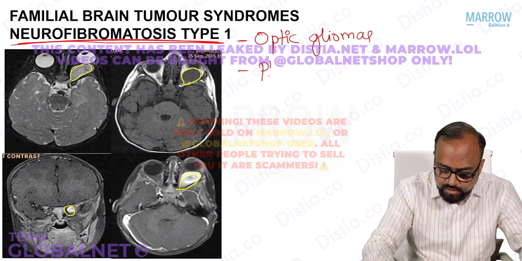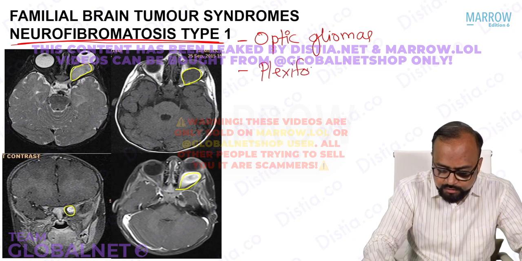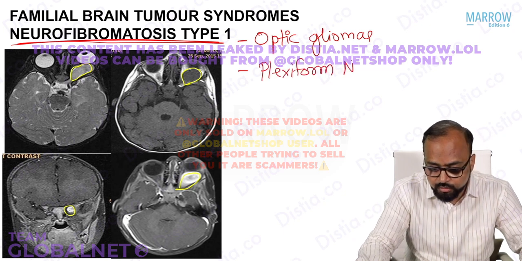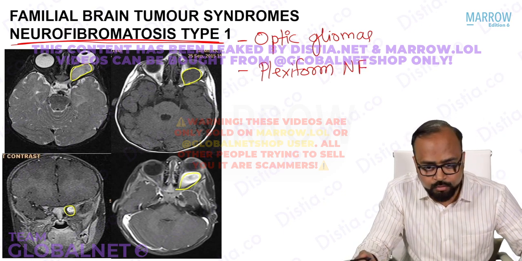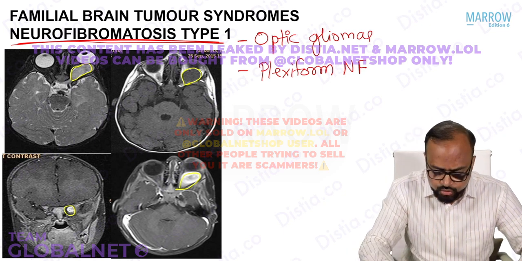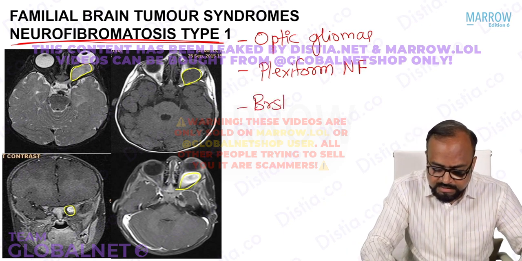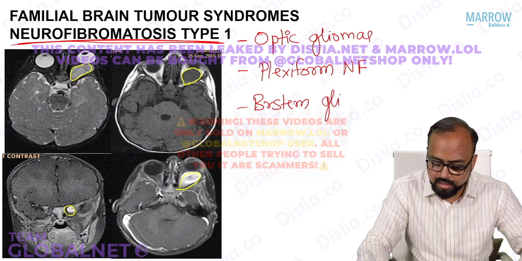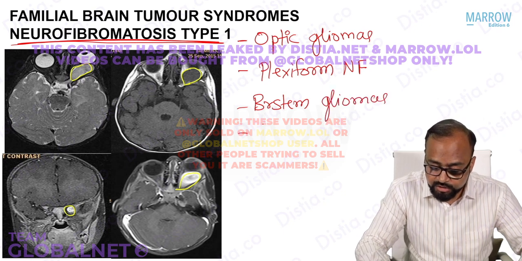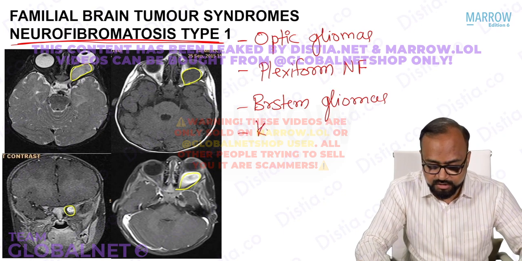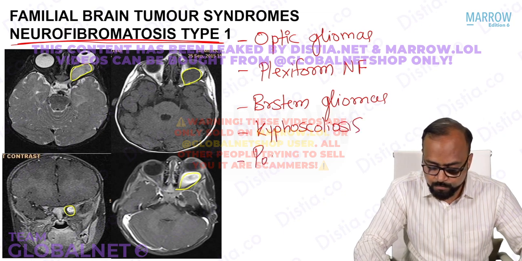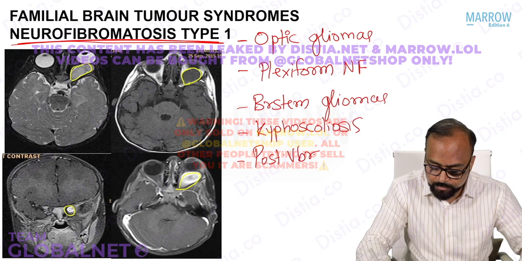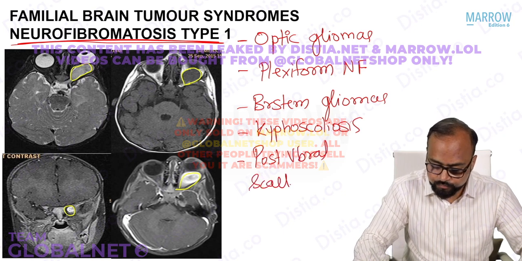So it is associated with plexiform neurofibromas, plexiform neurofibromas all along the body surface in neurofibromatosis type 1. It can also be associated with brainstem gliomas. It is associated with skeletal deformities, especially kyphoscoliosis involving the spine. Along with that, there is also posterior vertebral scalloping.